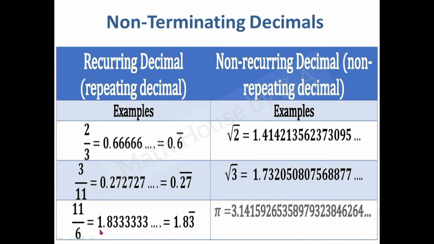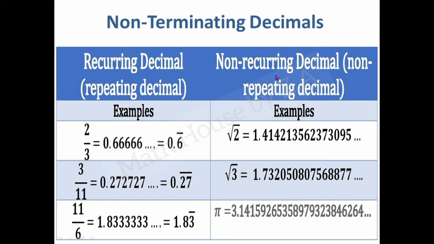Here you can see we get 1.8333 and so on. Only 3 is repeated, so you put the bar only on 3, not on 8, because 8 is not repeated. So it is also a recurring decimal and a repeating decimal.